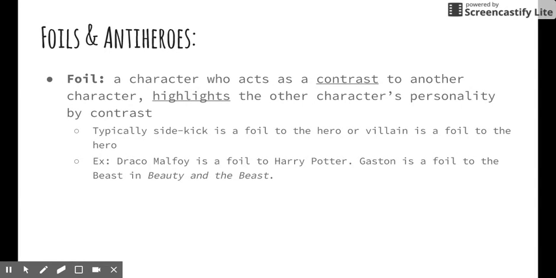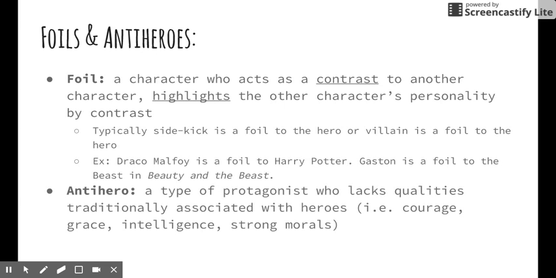I'll bet in any movie or book that you can think of, especially ones from childhood that are more this strict black or white personality types, you'd probably be able to think of somebody who acts as a foil, and we'll continue to discuss this in class.